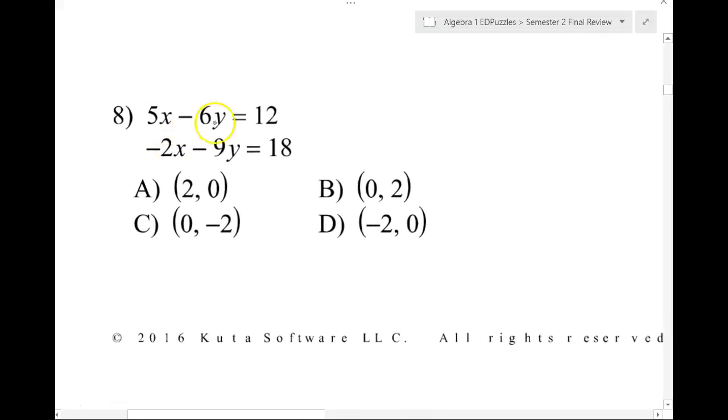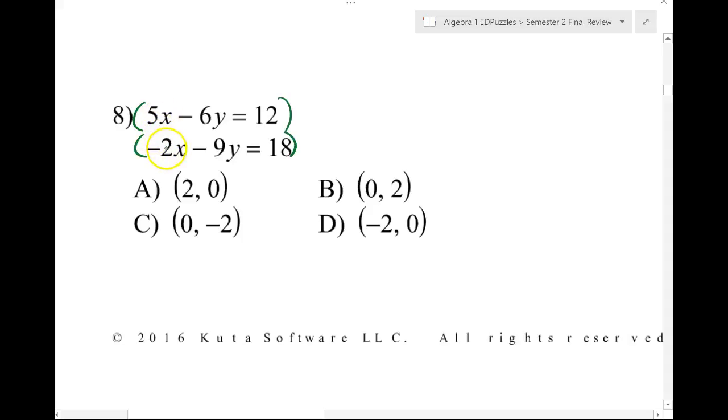Now on this one, can I multiply the top equation times one number to make opposites? Well, can I multiply a 5 times a number to make 2? No. 6 times a number to make 9? No. Can I multiply 2 times a number to make 5? No. Can I multiply 9 to make 6? No. So that means I'm going to have to change both of them. And I'm going to deal with the ones that have smaller numbers.